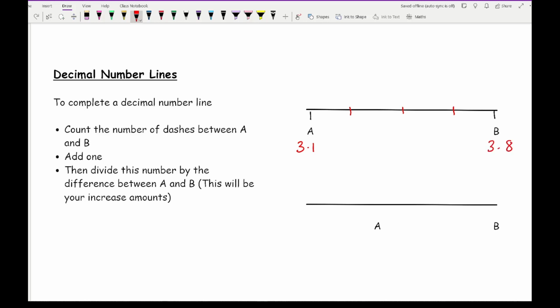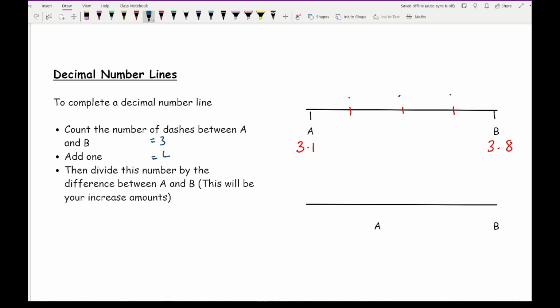So from this, we're trying to find out what decimal numbers would be at these 3 dashes. Now this is one method that you could use to work it out, but usually when students get this question wrong, they're basically dividing those 2 numbers by the wrong number. So what you want to do here is first of all count the number of dashes, so here we've got 1, 2 and 3, so that answer there for step 1 is 3.